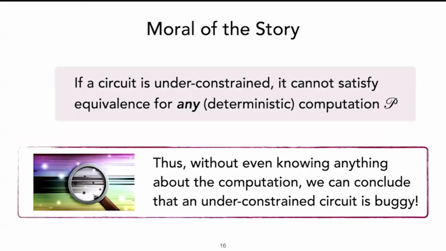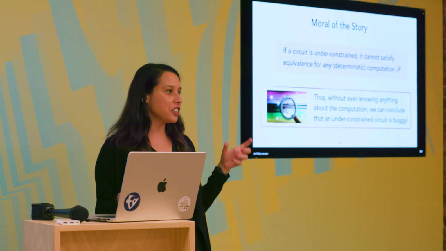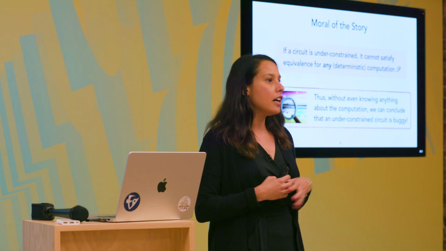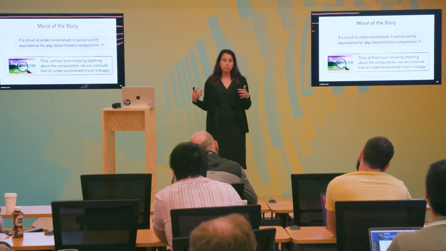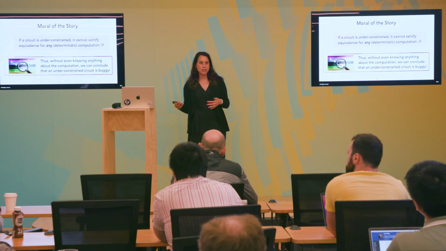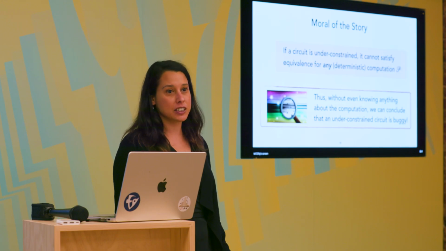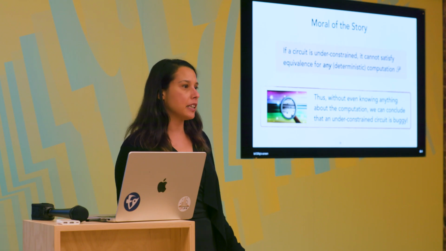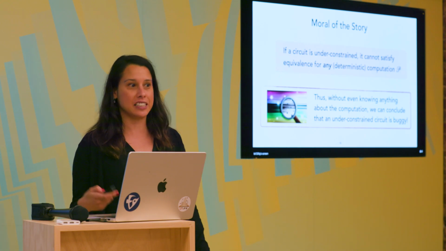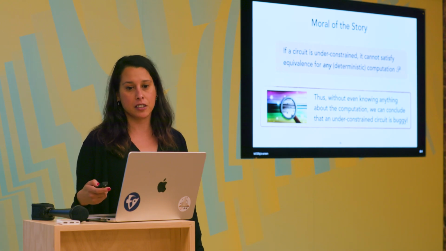So the moral of the story for us is that if a circuit is under-constrained, that means it cannot satisfy any equivalence for any deterministic computation. So if we detect that the circuit is under-constrained, then there's very likely to be a problem in your circuit. Now, of course, this is not universally true. In some cases, the computation could be non-deterministic, but in many cases, if a circuit is under-constrained, this is very likely to be a vulnerability, and it's definitely something you should give a second thought to and see if you really meant it to be non-deterministic.